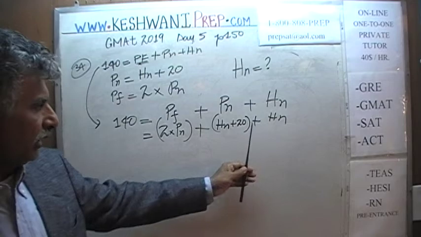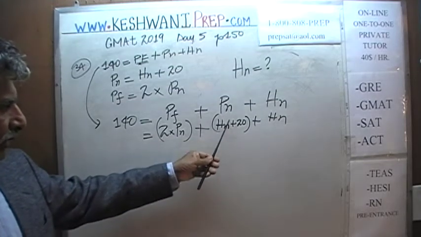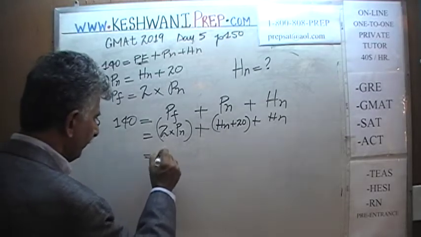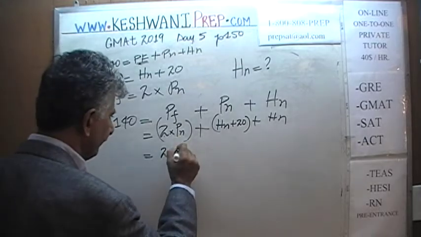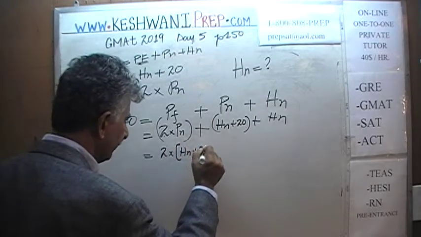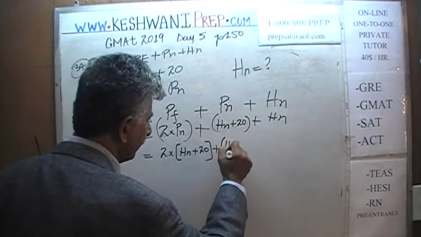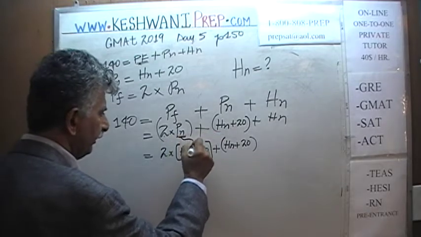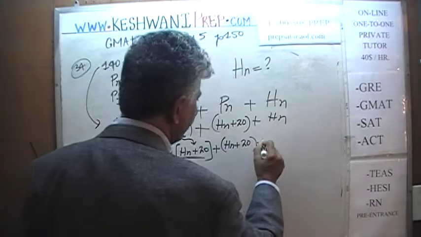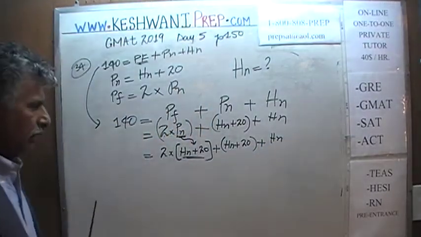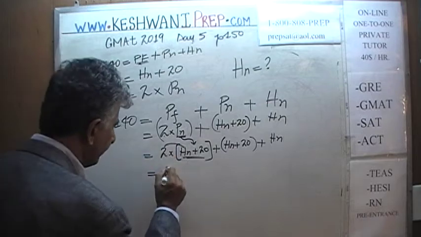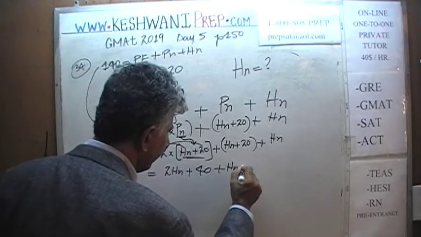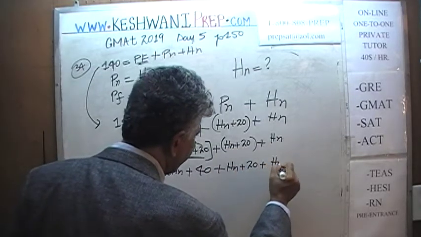So we're going to do substitution one more time. Just like we replaced the paperback nonfiction by this quantity, we're going to replace this quantity by that quantity right there. So it's 2 times paperback nonfiction, which is hardcover nonfiction plus 20, plus the hardcover nonfiction. Let's open the parenthesis. So we get 2 times hardcover nonfiction plus 2 times 20, which is 40, plus hardcover nonfiction plus 20 plus hardcover nonfiction.